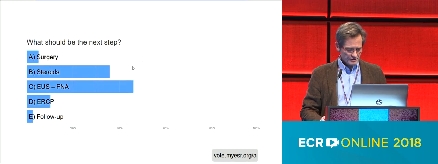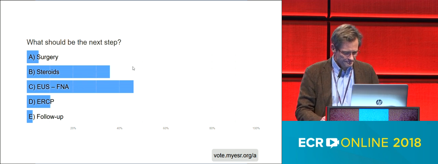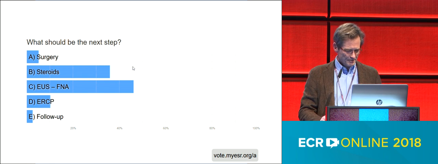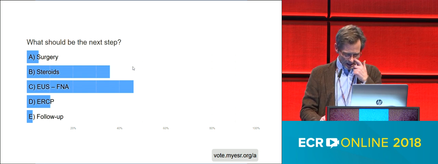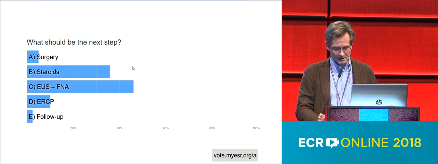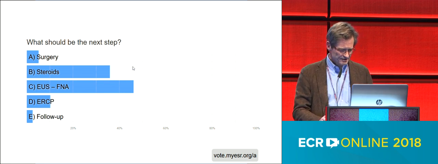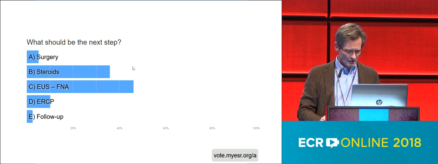So steroids versus USFNA, no surgery, I would say, and no follow-up. Some of the people suggest ERCP. I would say that I would not go for ERCP. It will probably display the same data and the same pattern we already have on the MRCP. So the option here is between B and C.